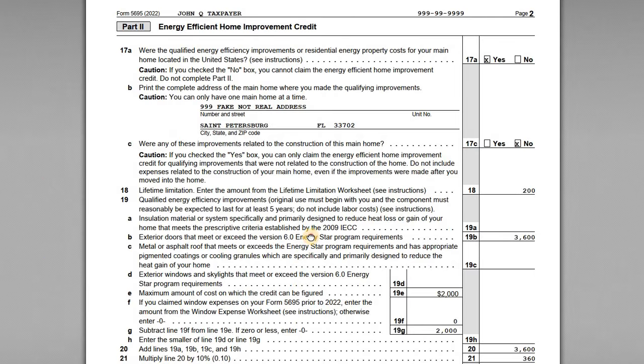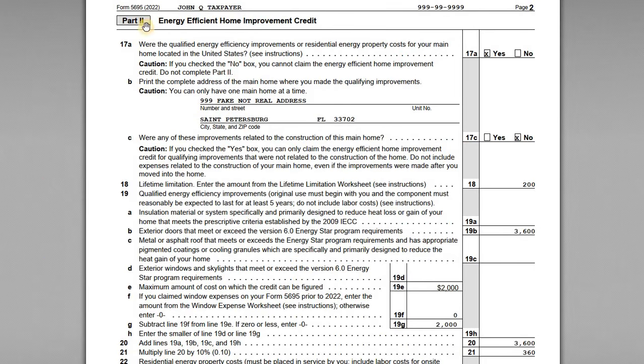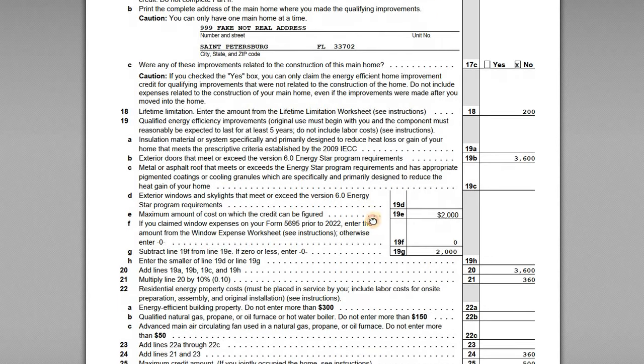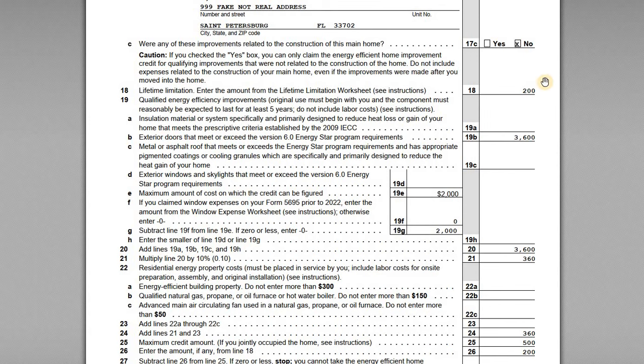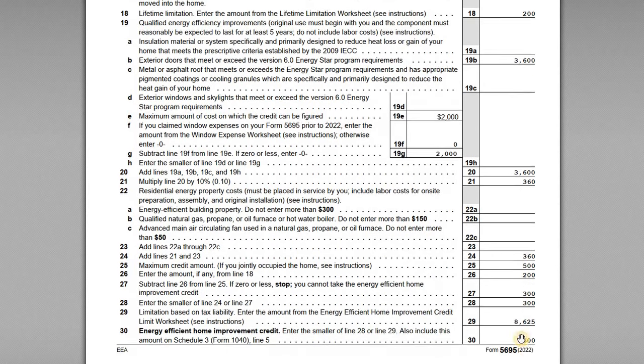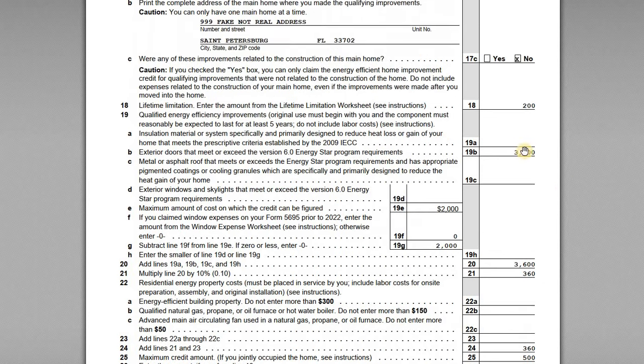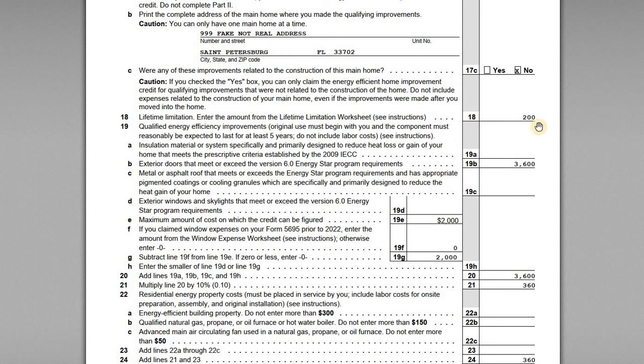So if I go back to part 2 of the 5695, this is for the 2022 tax year. We can see here on line 18, this is kind of our starting point, the lifetime limitation credit. If you look at the form instructions, there is this lifetime limitation worksheet. Effectively, all it's doing is asking you to go back through all of your prior year 5695s and add up every amount on line 30. So add up all the line 30 amounts, and that will give you your lifetime limitation, what you've already used. So that's the $200 that he's used before.